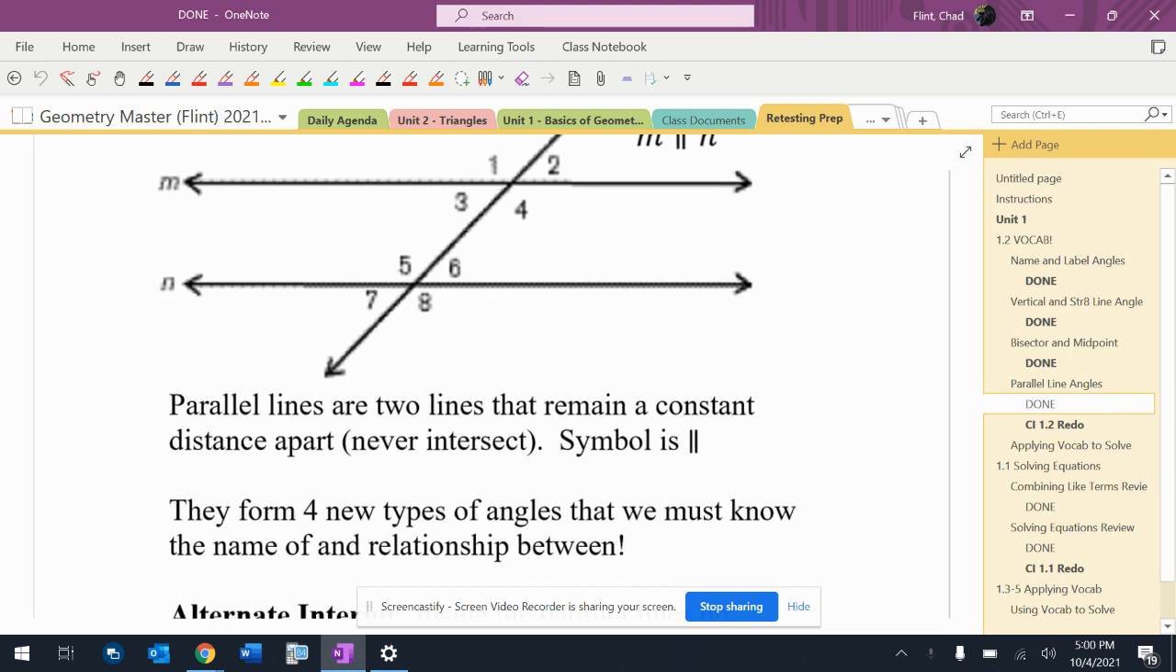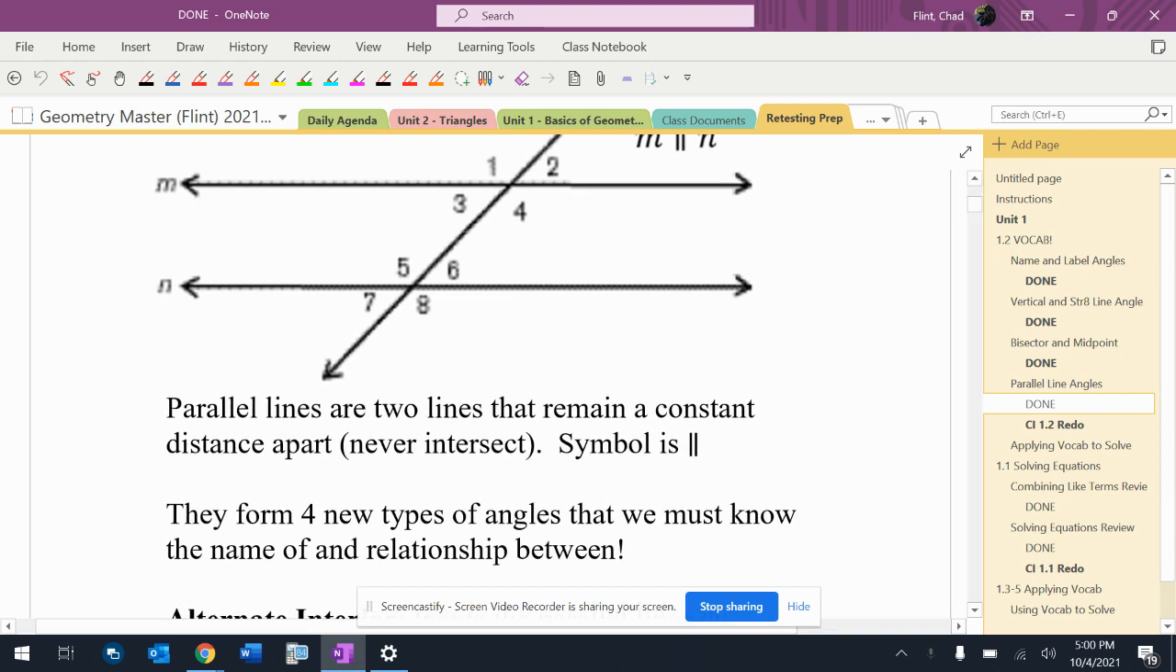So first of all, parallel lines: two lines that remain a constant distance apart, they don't intersect. They've got this symbol right here, which looks like the two L's in the word parallel. Super important so that we can recognize that.